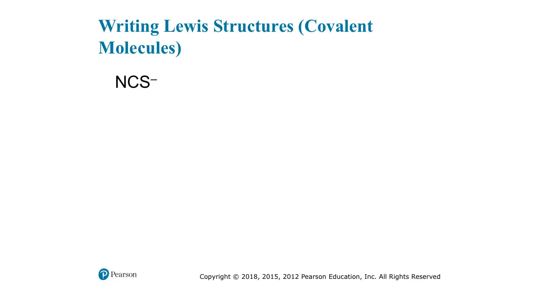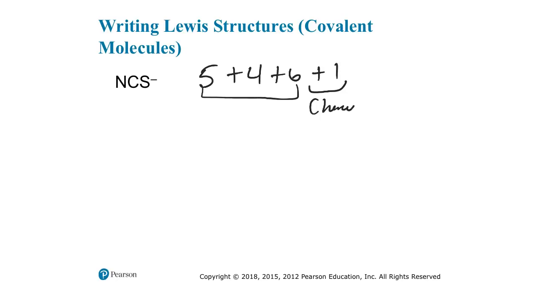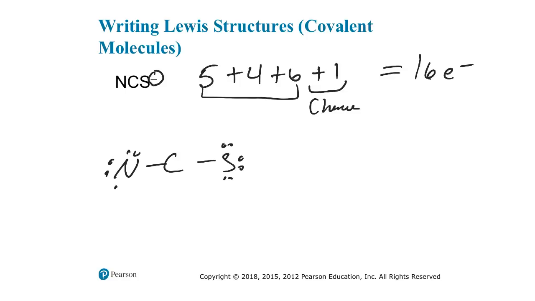Okay, so let's look at NCS minus. 5 plus 4 plus 6 valence electrons for N, C, and S, plus 1 electron for the charge. So 1 electron minus charge adds an electron. So we have a total of 16 valence electrons. Okay, so C, S, N, lone pairs. This looks a lot like CO2. Now with one difference, we might draw a bracket with a minus charge, meaning that there's a minus charge somewhere distributed on this molecule. But we have a 2 plus formal charge here.